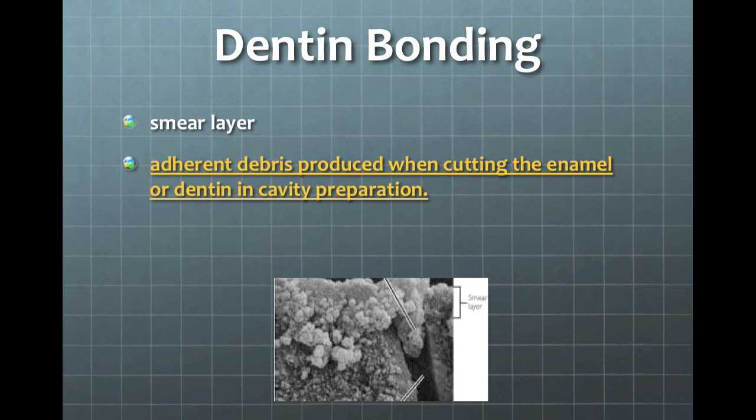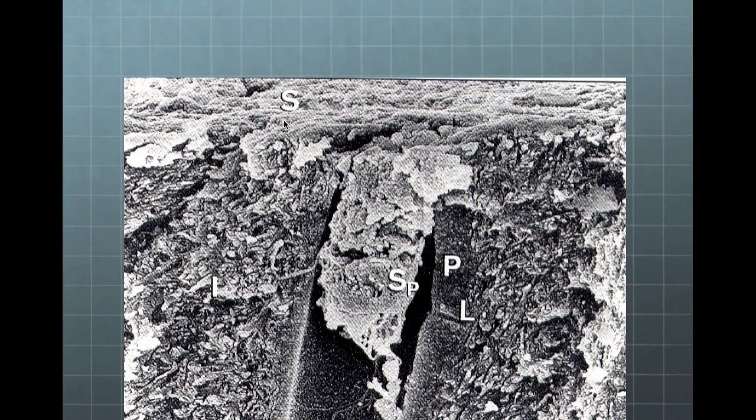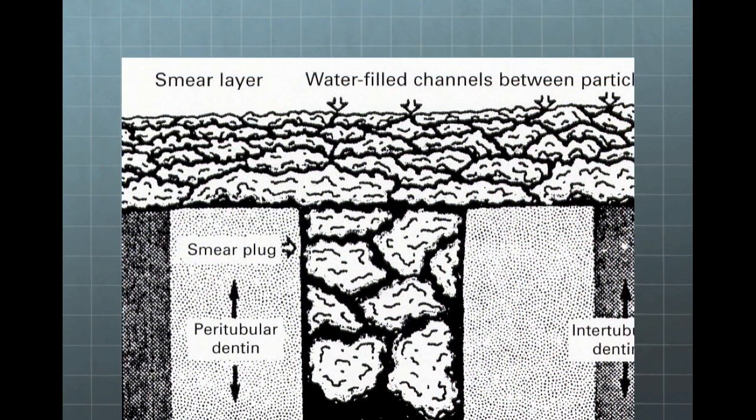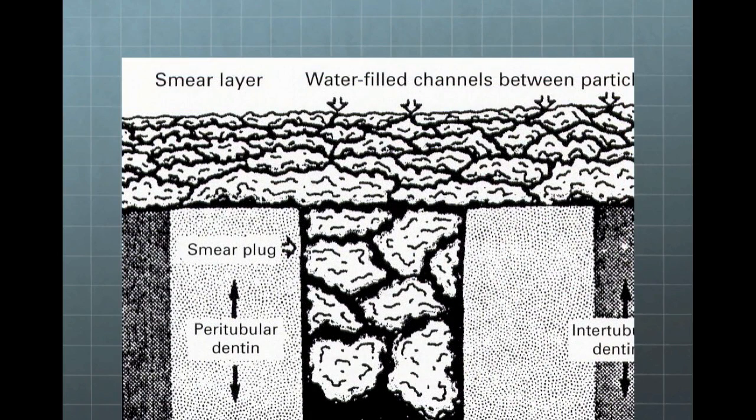Okay, so in dentin we also have to deal with the smear layer. What is the smear layer? It is adherent debris that's produced when cutting the enamel or dentin during cavity prep. This is the smear layer right here. We're going to talk about that. Here it is. So this is the smear layer, and you can see it's kind of plugged up the tubule here. Okay, so this is sort of a diagram of the same situation. You can see the peritubular dentin, the smear plug, and the smear layer. And you can see that the smear layer has these water-filled channels.